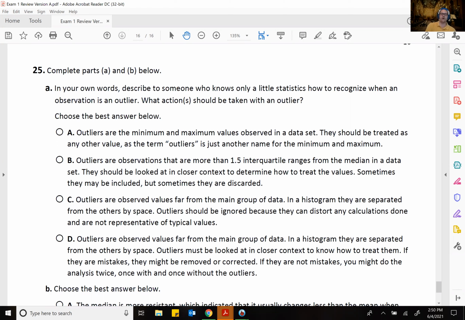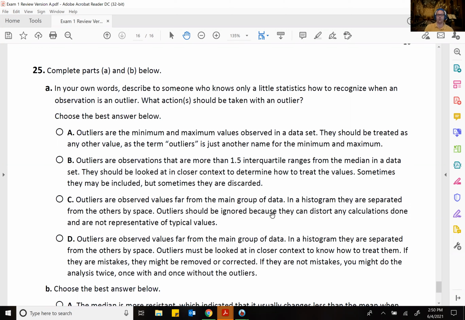Obviously outliers are not maxes or mins. That's why you throw out A. They can be, but not every max or min is an outlier. Part B is too technical. The person you're talking to knows very little about statistics. They are not going to know what an interquartile range is, or maybe even a median. C, so far so good, but the problem is right here.